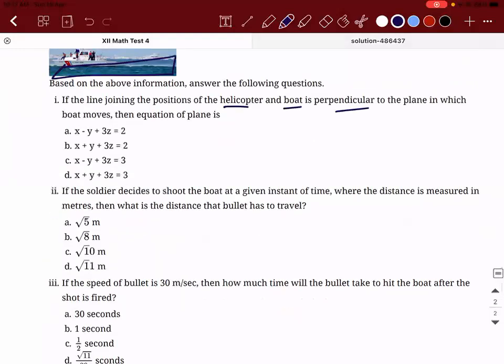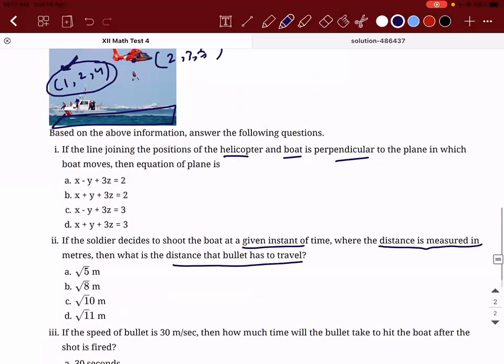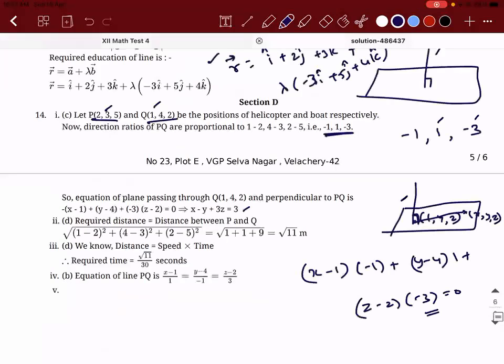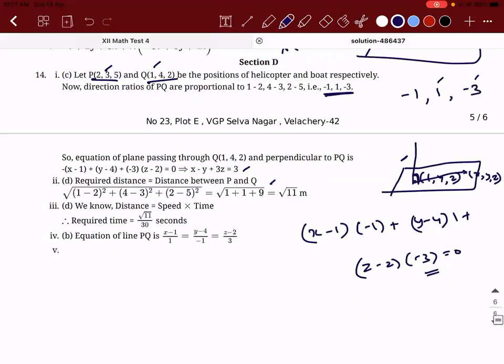If the soldier decides to shoot the boat at a given instant of time, where the distance is measured in meters, then what is the distance the bullet has to travel? So obviously, if you ignore the wind that is going to act, then the distance the bullet is supposed to travel is exactly the distance between the points. So you take those 2 points and apply the formula: root of (x2 minus x1) the whole square plus (y2 minus y1) the whole square plus (z2 minus z1) the whole square. You will get the answer as root 11 meters.